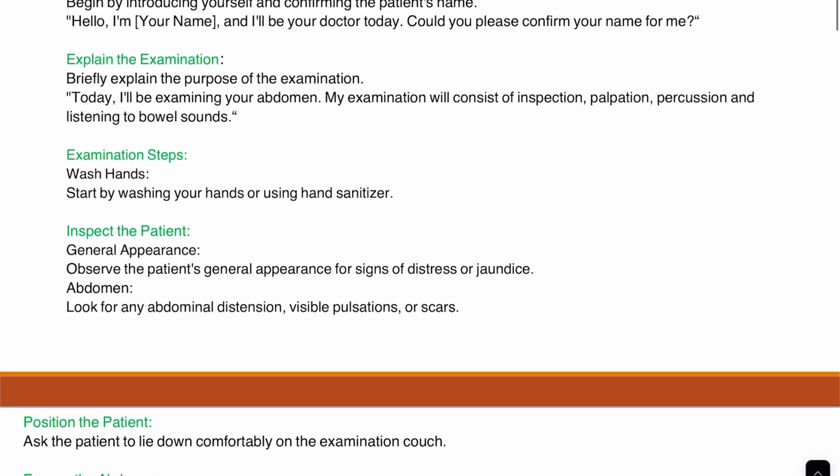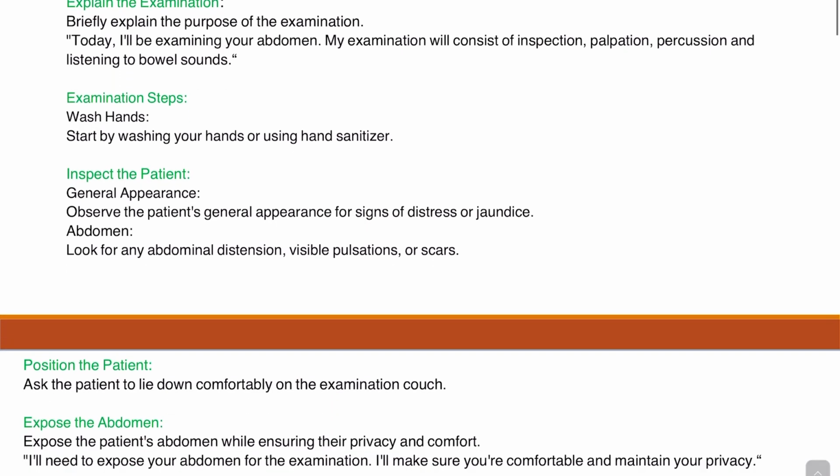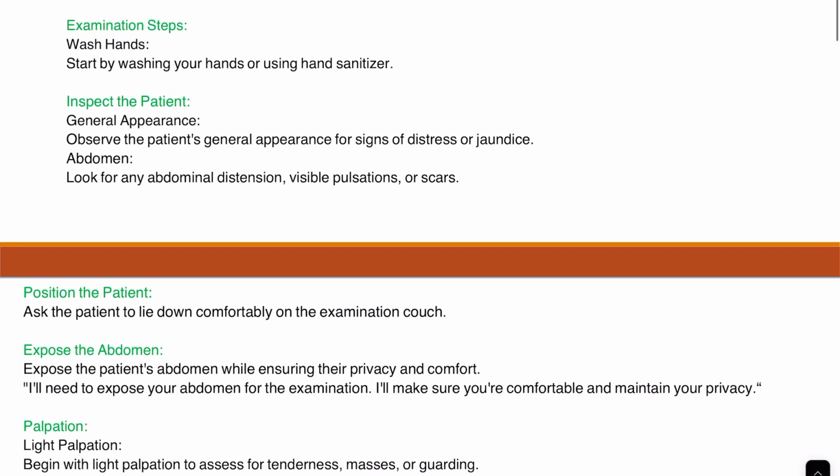In the examination steps, always remember to wash your hands, starting by washing your hands or using hand sanitizer. Then the next step is to inspect the patient. Observe the patient's general appearance for signs of any distress or jaundice, and also look closely at the abdomen for any abdominal distension, visible pulsations or scars.